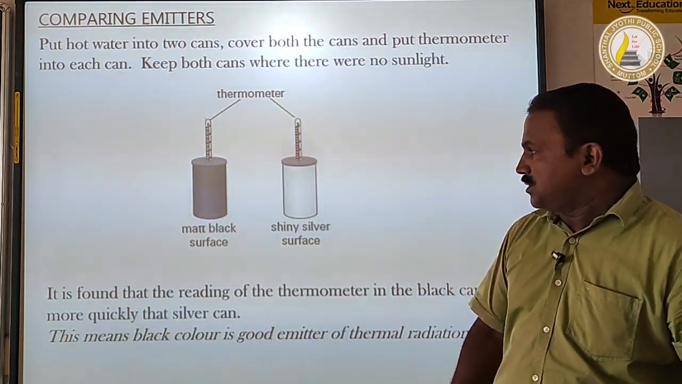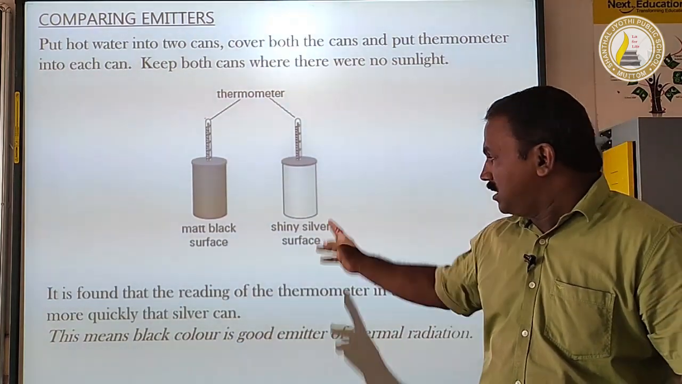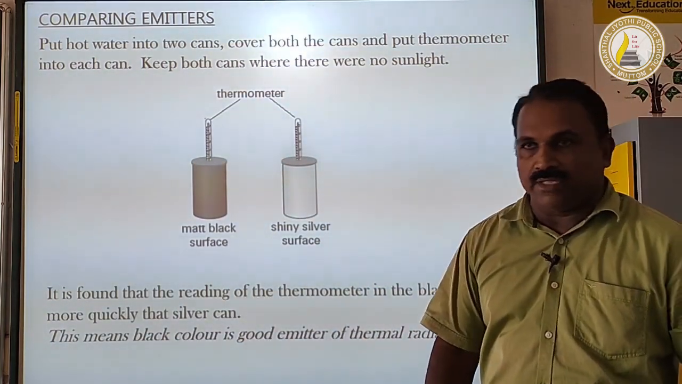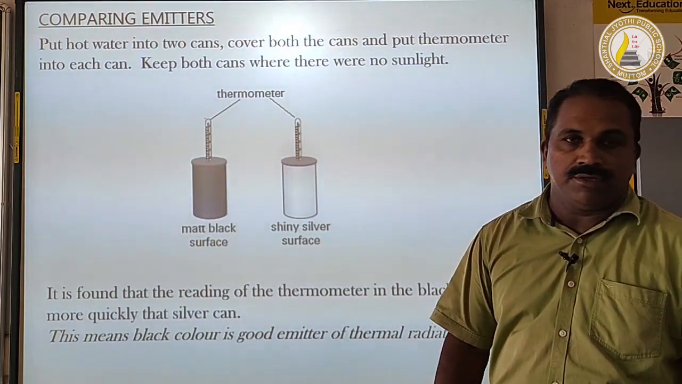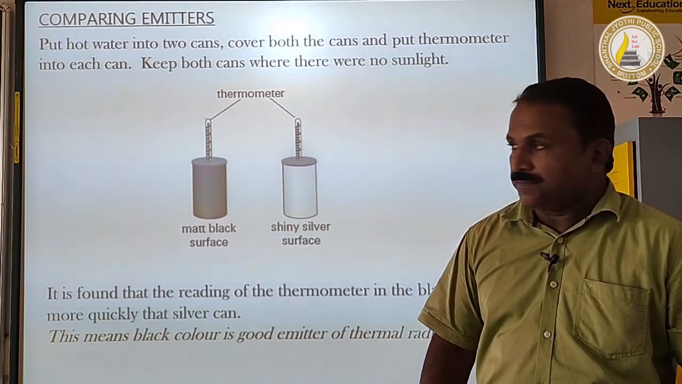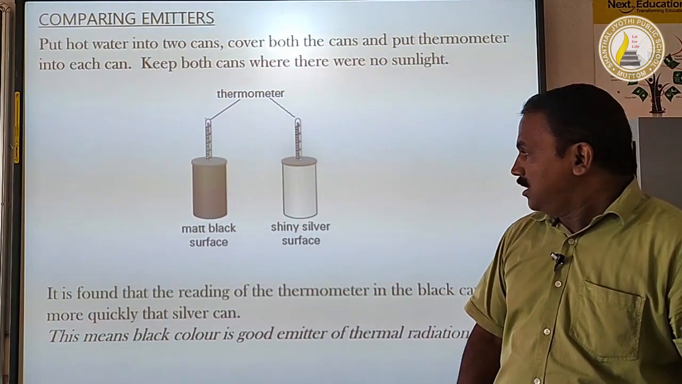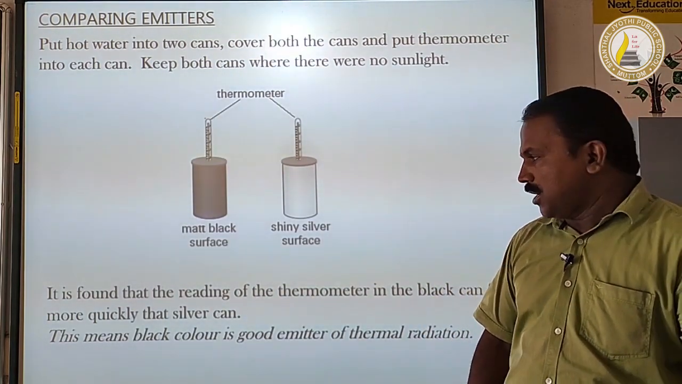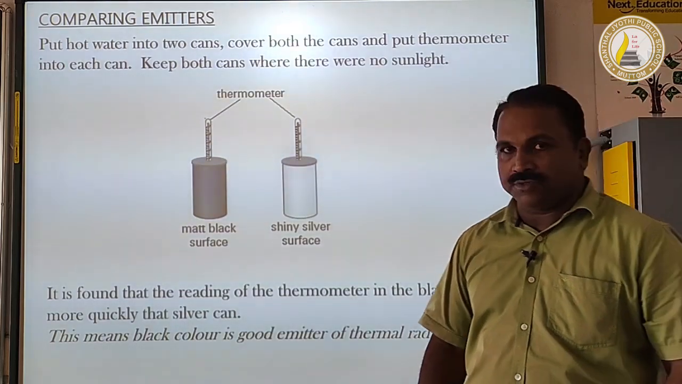Only one difference is there. One can's outer surface is covered with black, the other can is painted with white. Then we take around 60 degree Celsius hot water in both cans. Then keep both cans inside the room or in a shadow. After some time we can check the temperature of both cans.